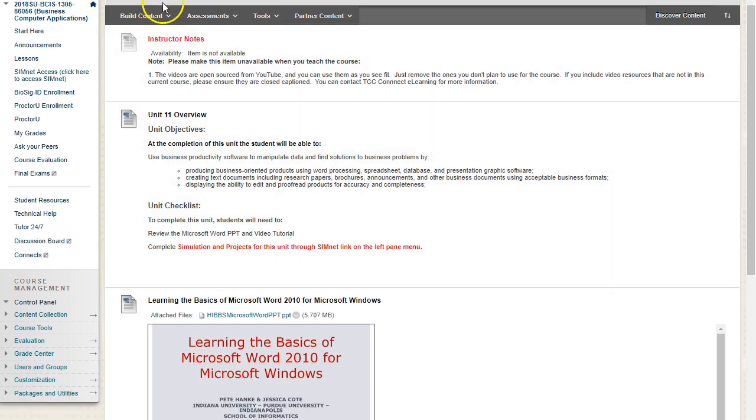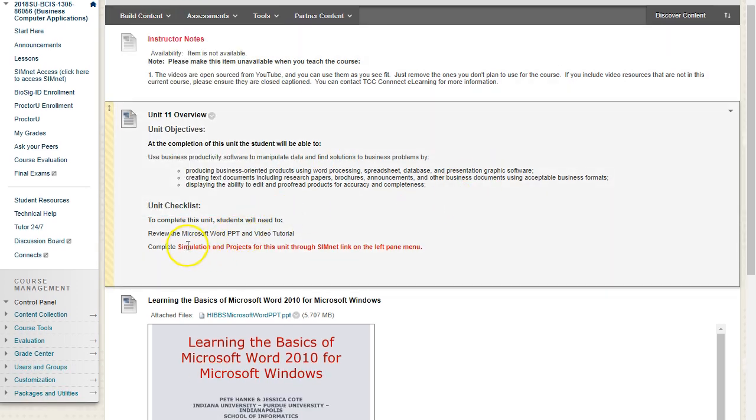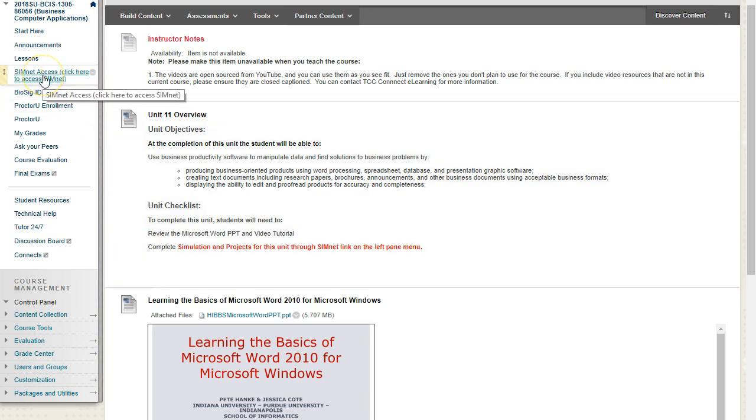Unit 11, again, has that same thing: complete simulation and projects for this unit through the SimNet link on the left pane menu. This is the SimNet link. Of course, in that first unit, it's actually having you go through there and set SimNet up. So there's a video in there that'll show you how to do that. Just be aware of it.